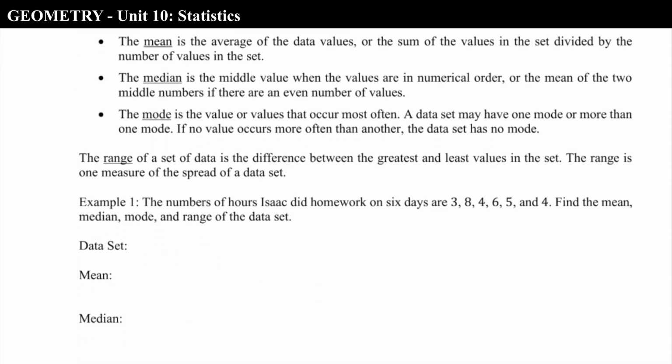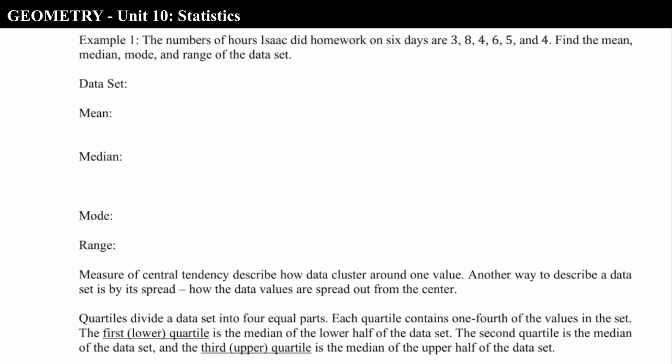So let's find these values in example 1. The numbers of hours Isaac did homework on 6 days are given here. We want to find the mean, median, mode, and range of the data set. So first, we're going to take the data set and arrange it from the smallest value to the biggest value. So we've got 3, we've got 2 4s, so we're going to put 4 and 4. We've got a 5, we have a 6, and we have an 8. So we have 6 values in total.